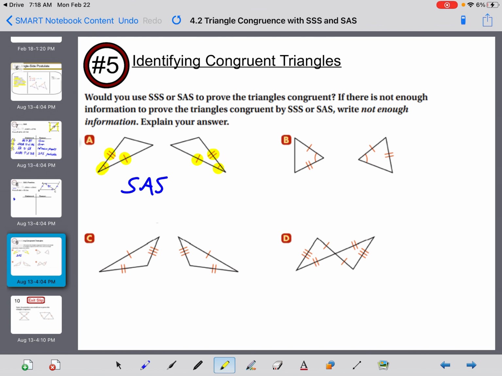But if you look at B, you may be inclined to write side, angle, side, because again, you see two sides with an angle in between. But if you look at your second triangle, your side is in the wrong spot, or your angle is in the wrong spot. It should be here, but it's not. So this is not enough info.